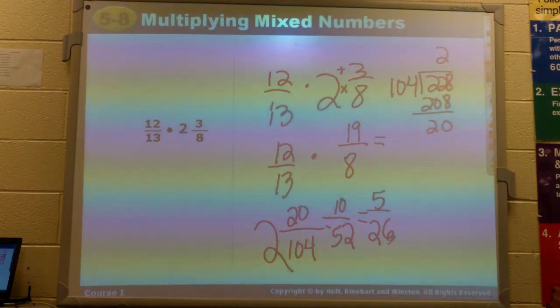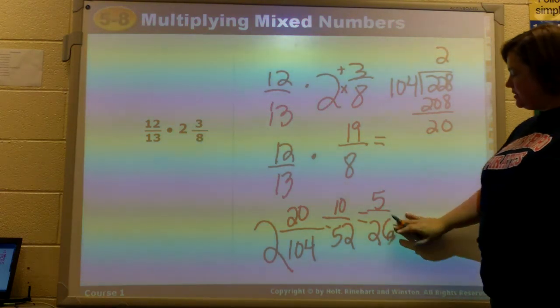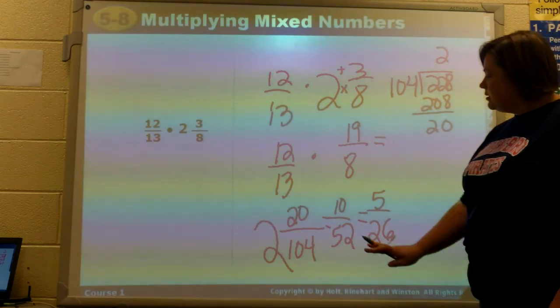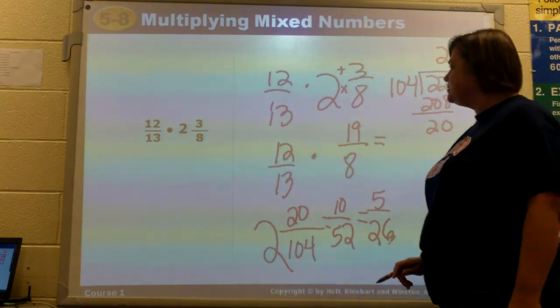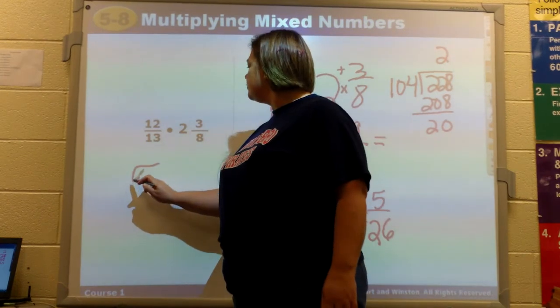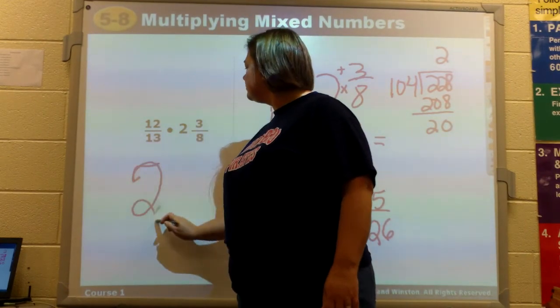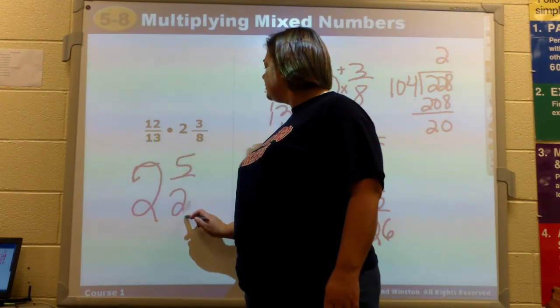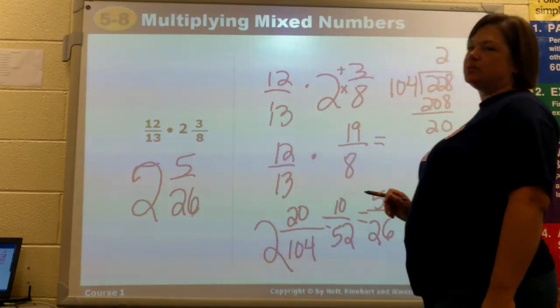Now I'm thinking, can I simplify 5/26 any more than that? No. So 5/26 would be simplest form. So 2 and 5/26 would be my final answer.